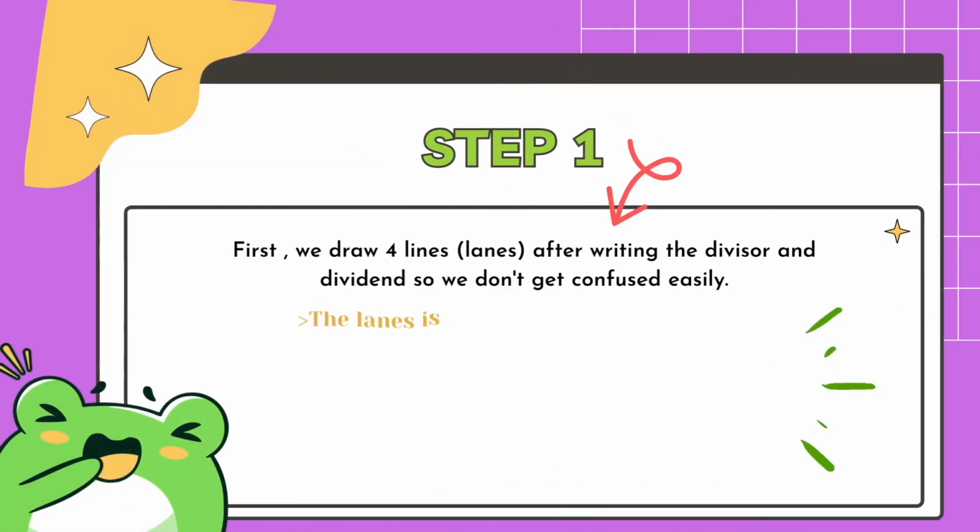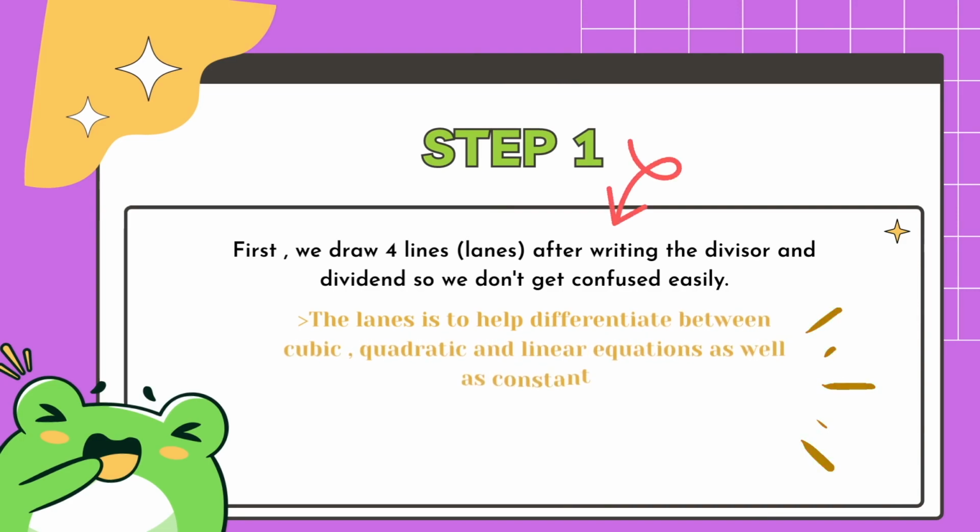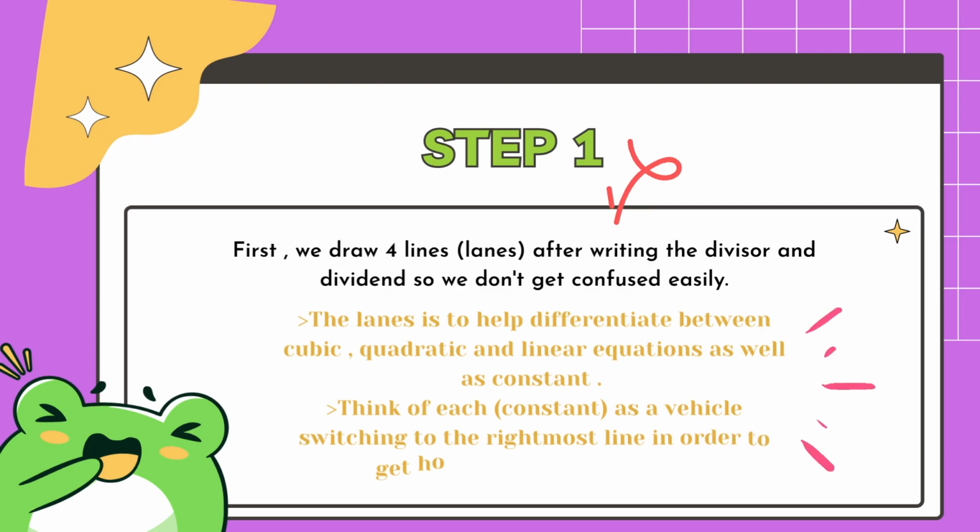First, we draw 4 lanes after writing the divisor and dividend so we don't get confused easily. The lanes help differentiate between cubic, quadratic, and linear equation as well as constant. Think of each constant as a visual switching to the rightmost line in order to get home as fast as possible.